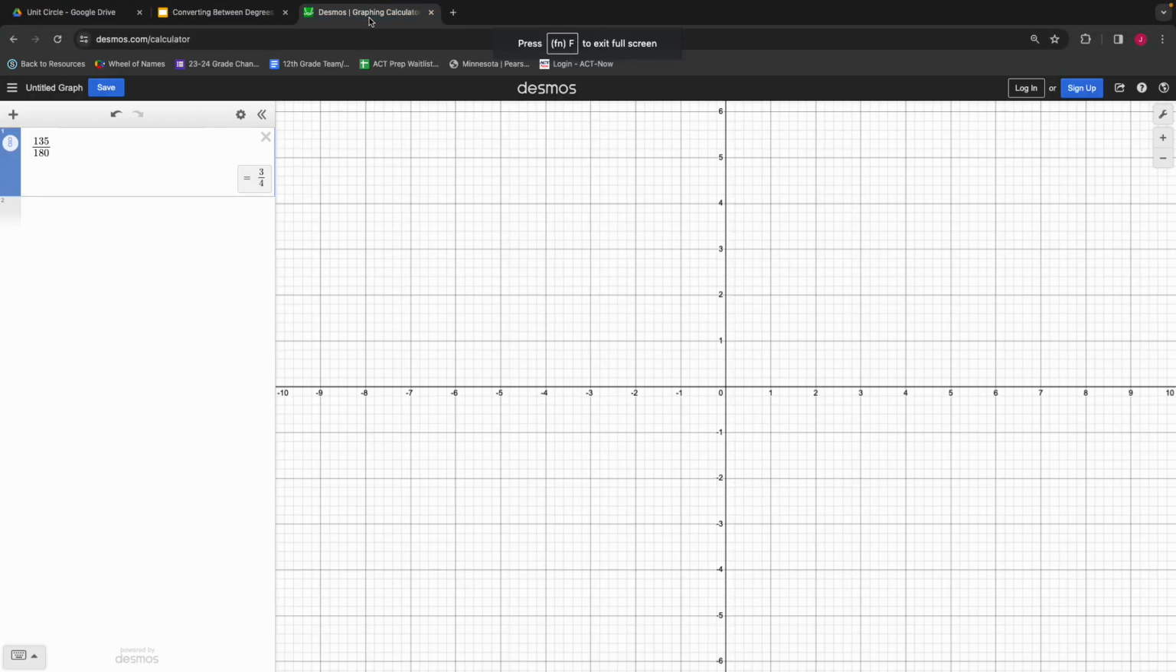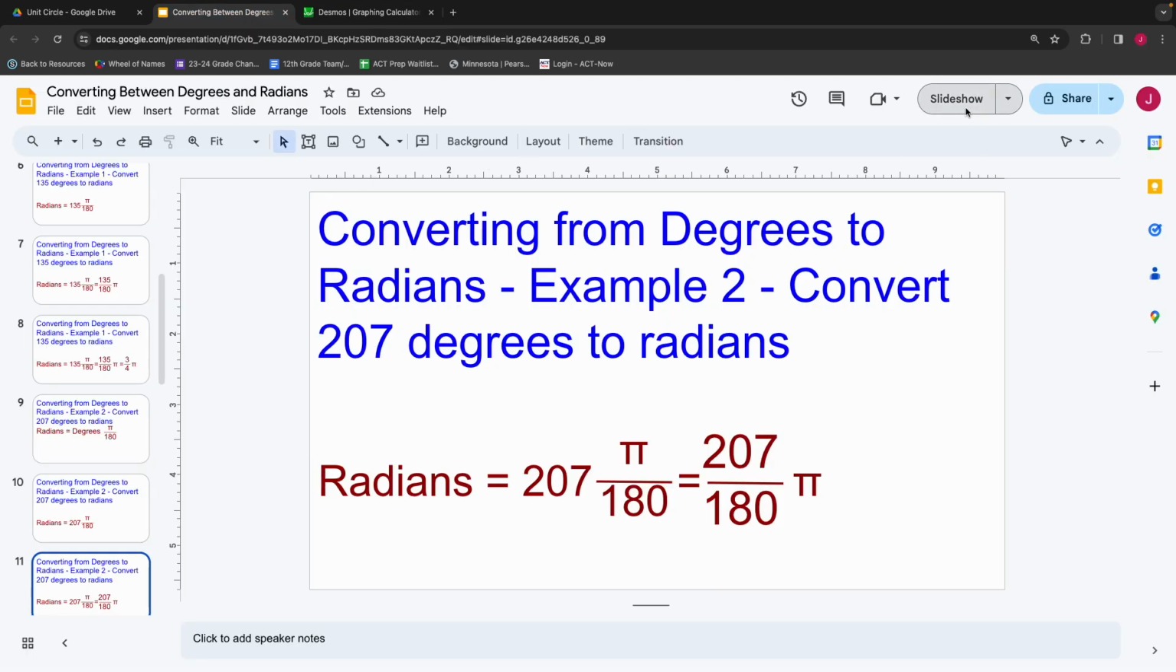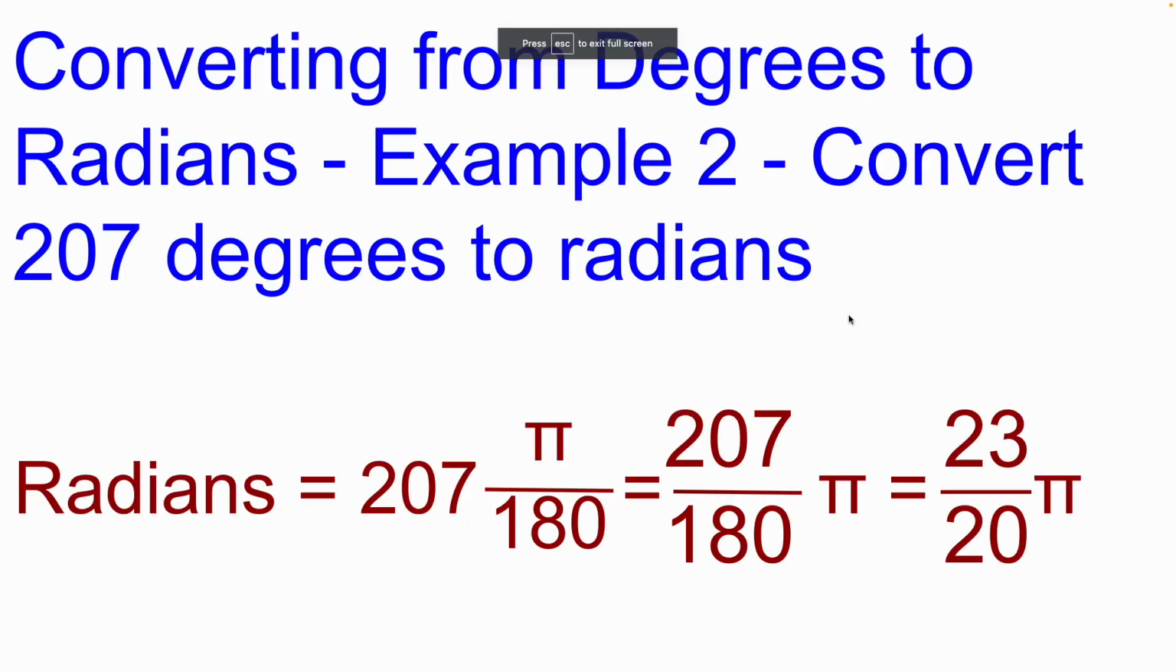I'll take 207 and divide by 180, and that will reduce to 23 over 20. So this will become 23 over 20 pi.